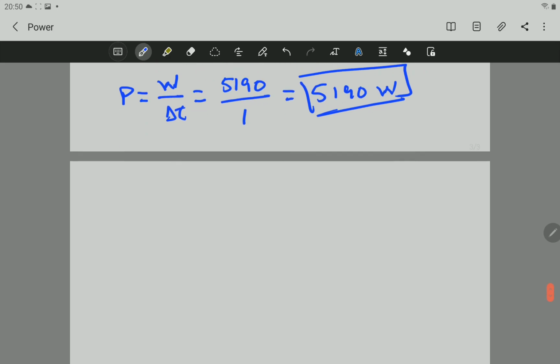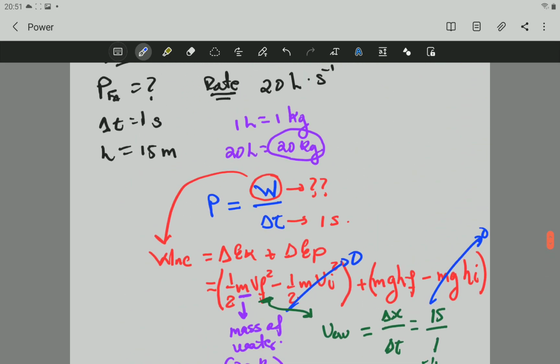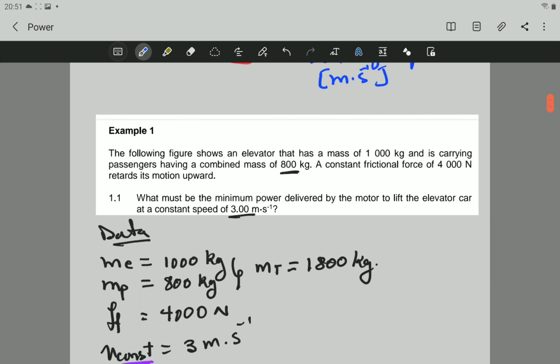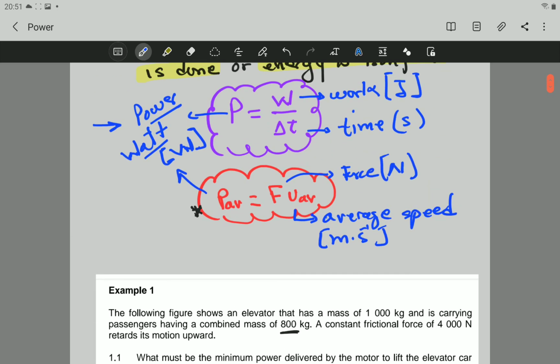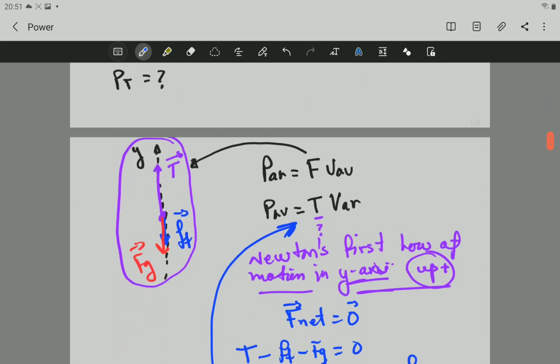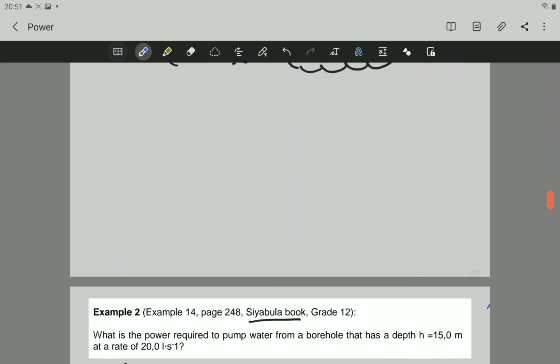So this is about power. There are two examples. The second one is a little bit tricky. Next time maybe I'll try to do another example. I hope you understand. Please let me know if there is anything that was not clear and we can look at that.